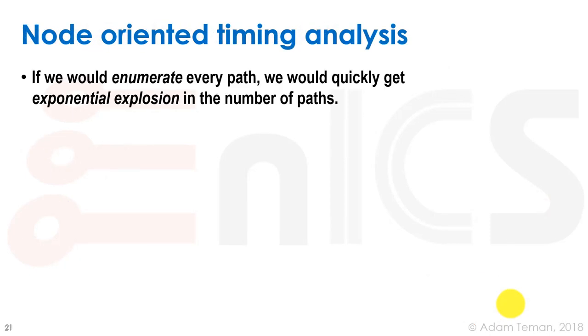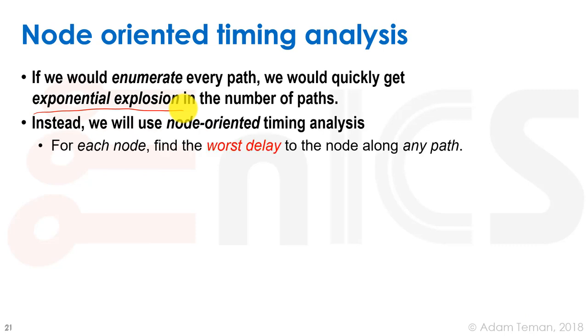Now, what we're going to do is an algorithm called node-oriented timing analysis. Basically, you would think that what we would do is enumerate every path. So we'd go look and write out every path, and we'd start to see what the delays are through it and check if it meets max delay and min delay. But very soon, we'd get this exponential explosion in the number of paths. We have millions of paths. It would take a long time to run such an algorithm.